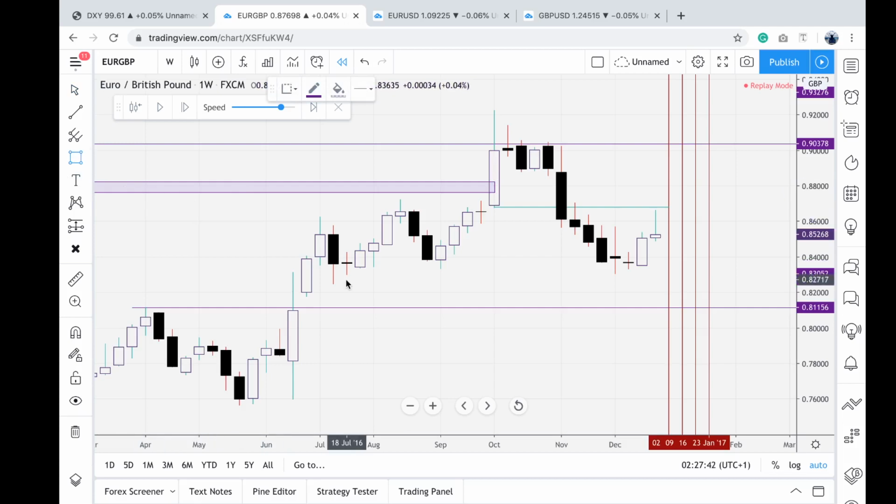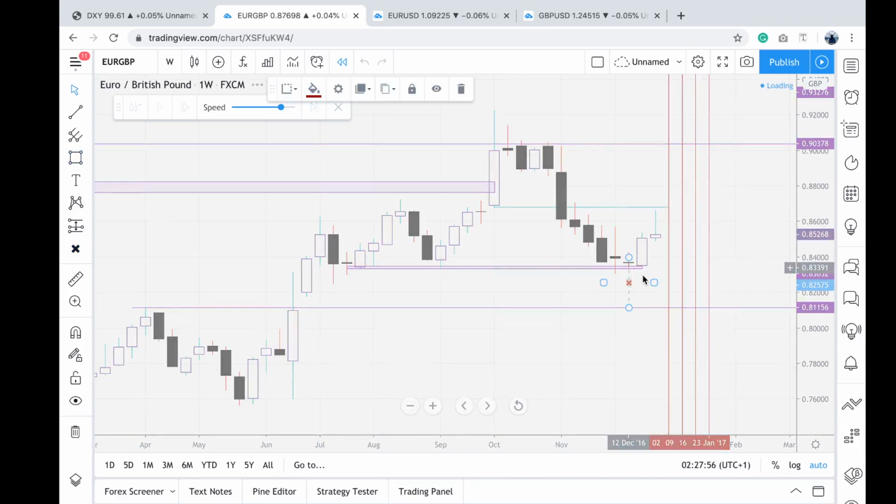This weekly level, clean bodied candles. Price just took out that level, so sell side liquidity has been grabbed. So could this be a potential turtle soup for price to trade higher? That is the question. Could that be a potential turtle soup for price to trade higher?